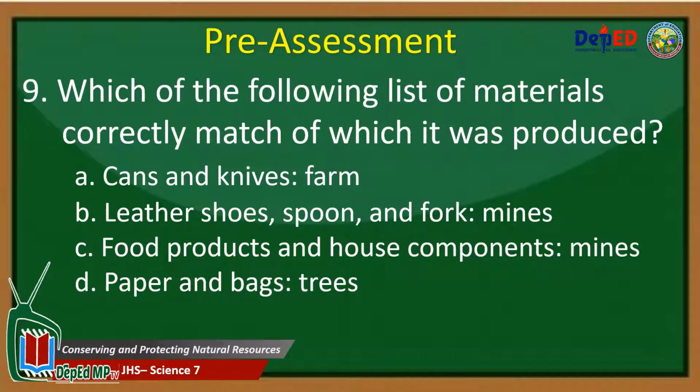9. Which of the following list of materials correctly match of which it was produced? A. Cans and knives is to farm. B. Leather shoes, spoon, and fork is to mines. C. Food products and house components is to mines. D. Paper and bags is to trees.